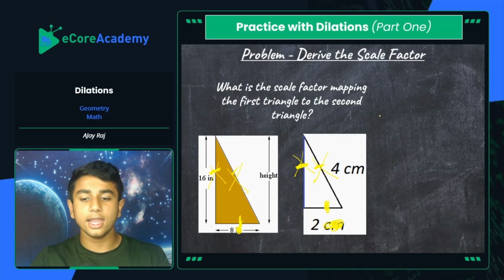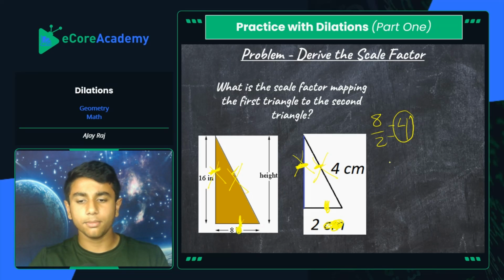So if we divide 8 by 2, we get that the scale factor is 4. And since the scale factor is 4, it's going to be a dilation that dilates this first figure here by 4 to get this next figure here.